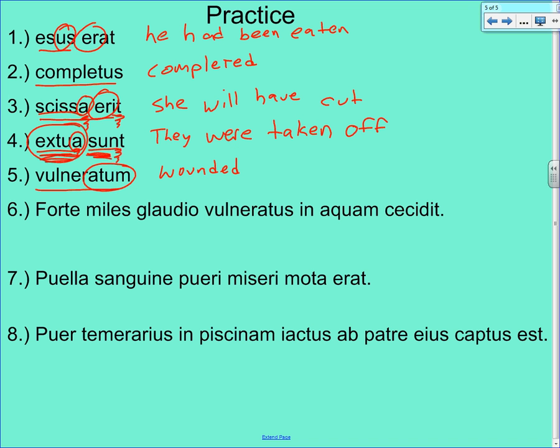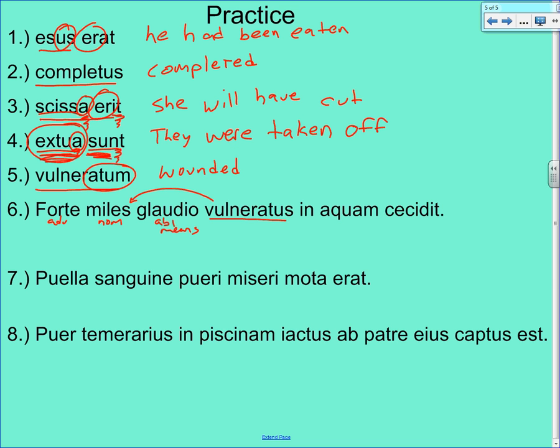Now we're going to get to the sentences. As I translate these sentences, I'm going to read from left to right. Forte, adverb. Miles looks like it could be a nominative. No, it's nominative. Claudio is not sure yet. It's either ablative or dative. I look at the next word, vulneratus, which tells me what happens to the soldier. And I know that it's going to be an ablative of means with the passive voice.